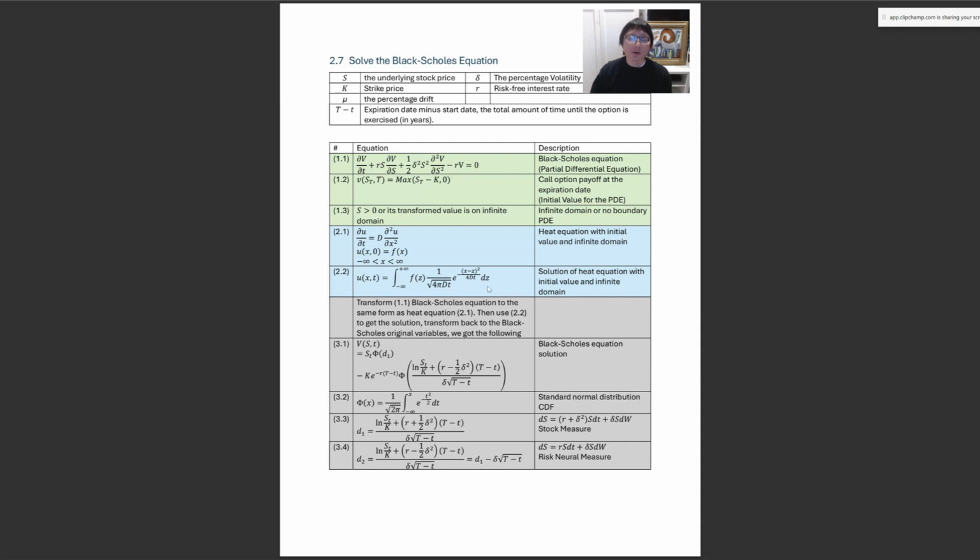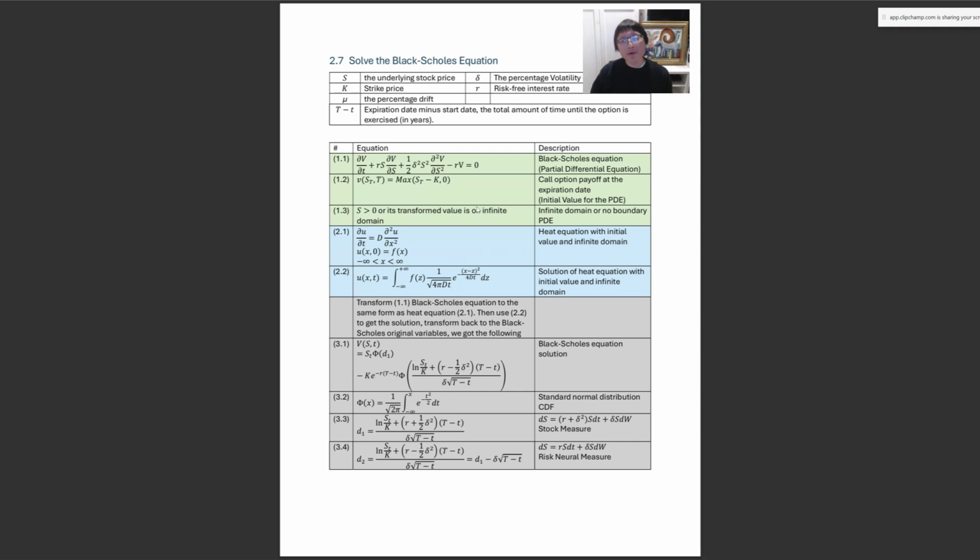If you can somehow think of it that way, you're probably right. Okay, this is all about the heat equation. The basic idea is there are a few methodologies you can use to convert or transfer the green Black-Scholes equation to a blue heat equation. Then you get a solution.